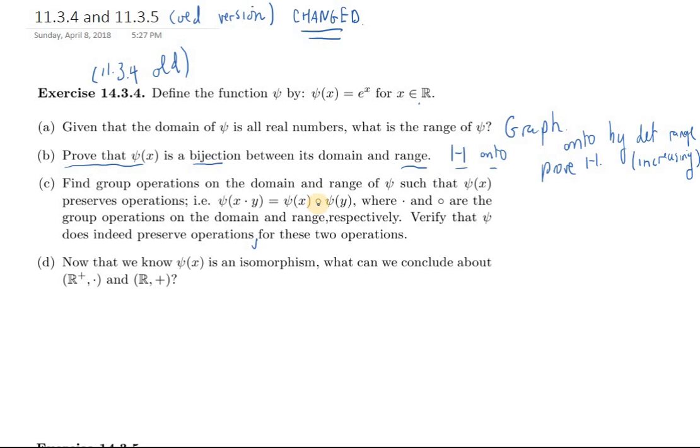All right. So this last question ties these all together, that these three parts do tell you something about these two groups, the multiplicative group on the positive real numbers and the additive group on all real numbers. So you're supposed to draw a conclusion about these two groups based on these three parts.